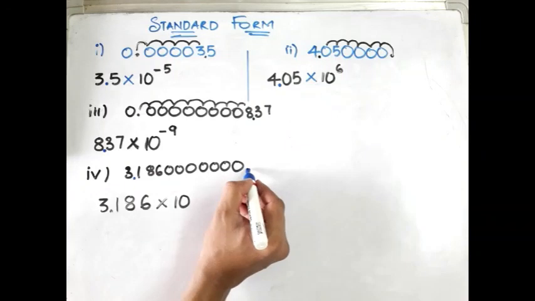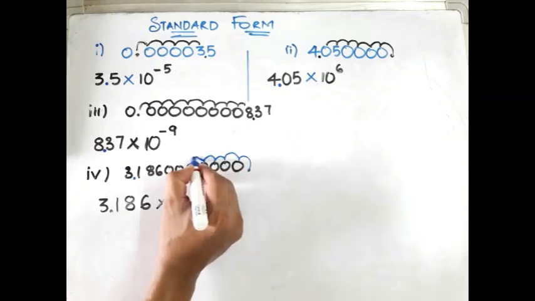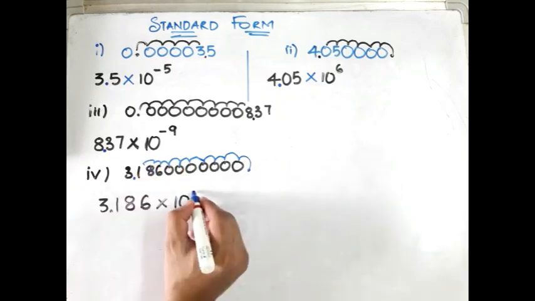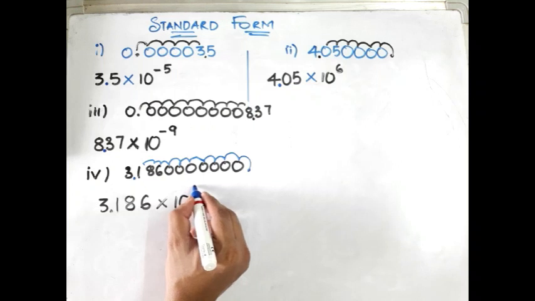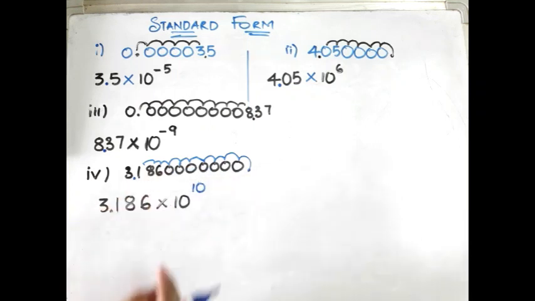Now let us count the number of jumps or steps. 1, 2, 3, 4, 5, 6, 7, 8, 9, 10. So 10 power minus 10 or plus 10? Plus 10, because from right to left we counted. Hope you are clear. So this is the way you will write the given number in standard form. Now I will give some examples of writing a number in usual form or general form.